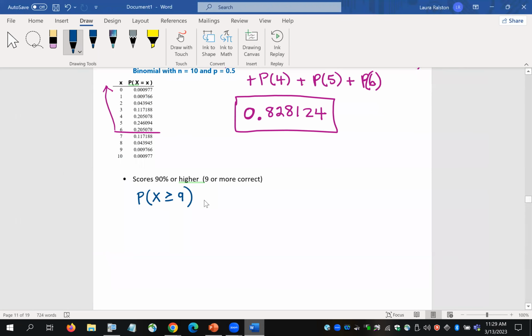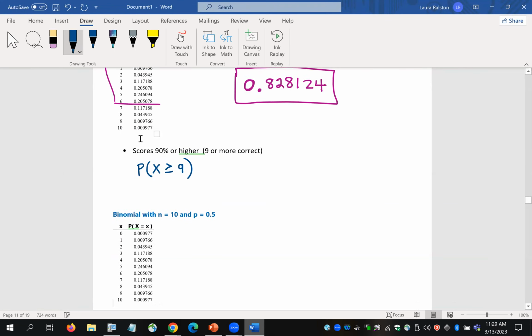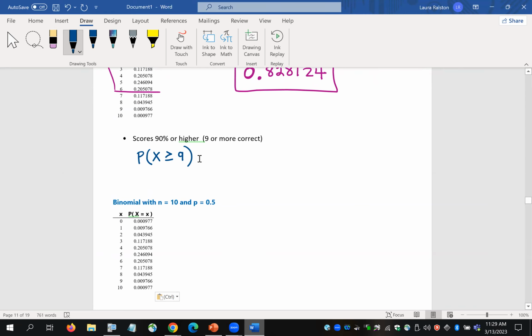So this would be, let me get my little table down here. For 9 or more, this is going to be 9 and 10. So I would add those two values together, which gives me 0.010743. So there's only about a 1% chance that she's going to score 90% or higher.